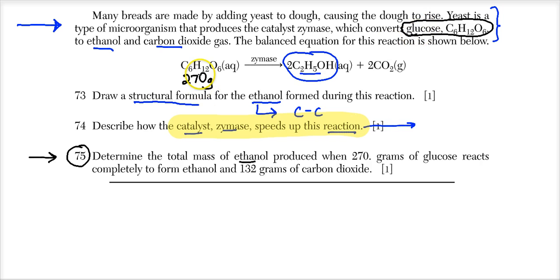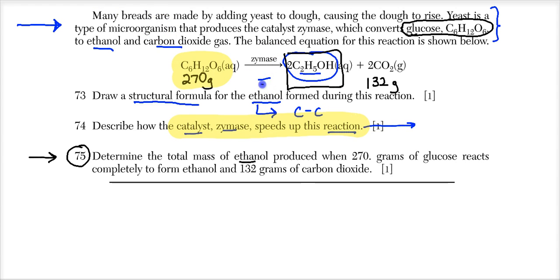Okay, so the glucose clearly is the C6H12O6, and we have 270 grams of it. And it reacts completely. All of this disappears to form your products, to form ethanol and 132 grams of carbon dioxide. So they want the mass of the ethanol. If I know the total mass of my reactants to be 270, and I know that part of my products is 132, can I figure out exactly how much ethanol? Yes, you bet your donkey you can.